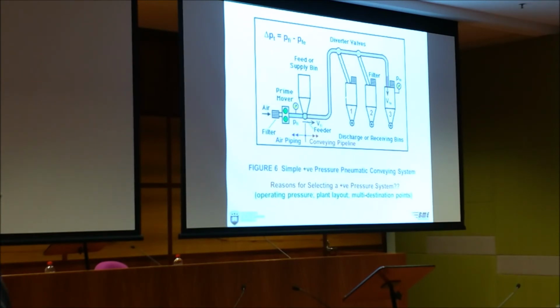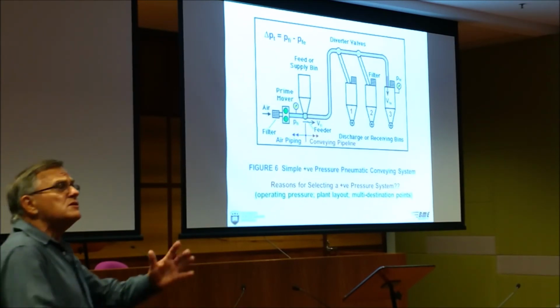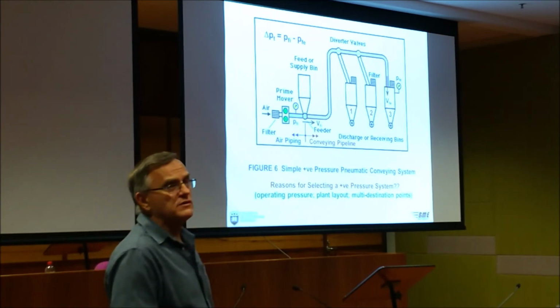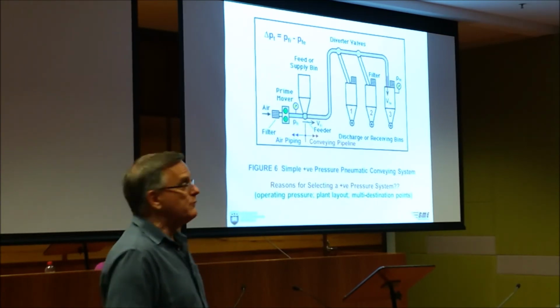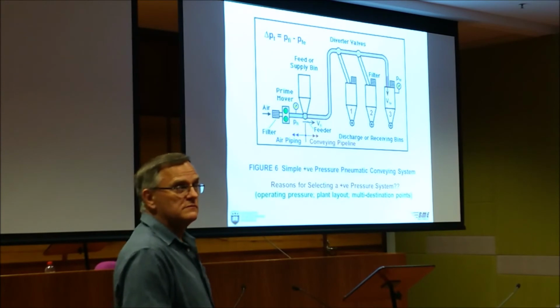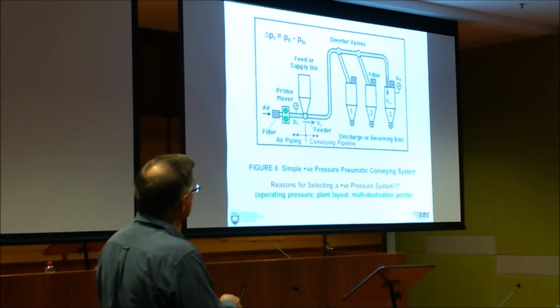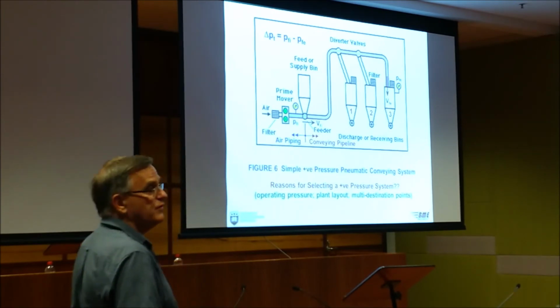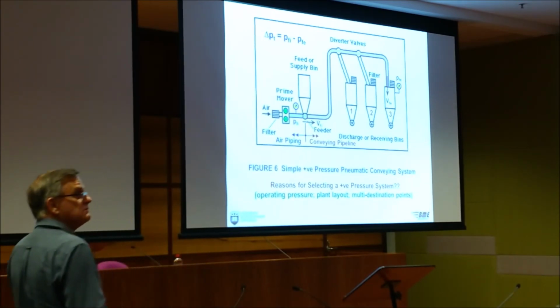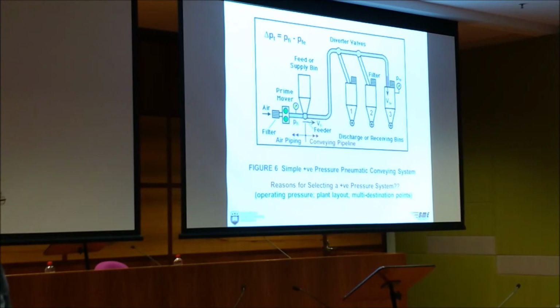Also, plant layout. If you've got multiple destinations, the most efficient way to do that is with a blowing system, with diverters, as you see. Very hard to do that with vacuum if you're sucking into 3 different silos. Very difficult. You can do it, it's more complex. Alright, so any questions about that? Positive pressure systems.